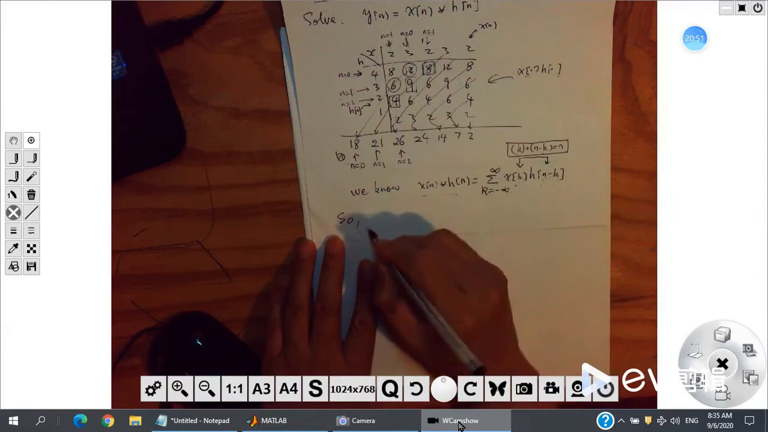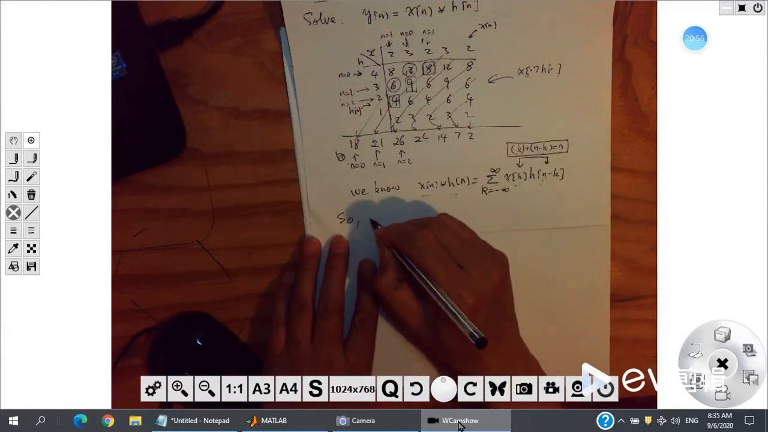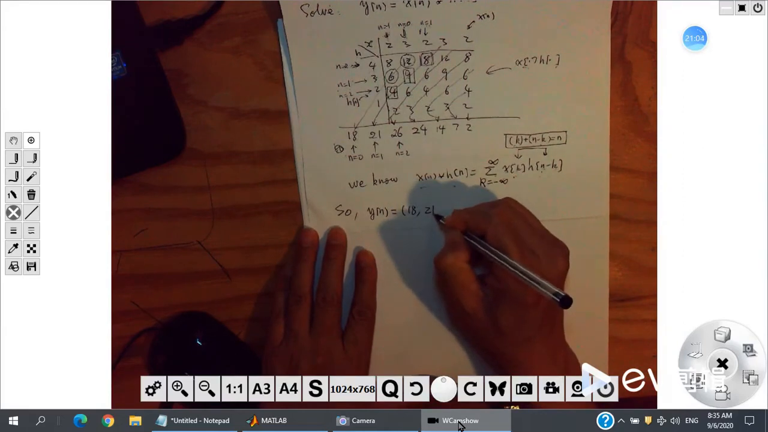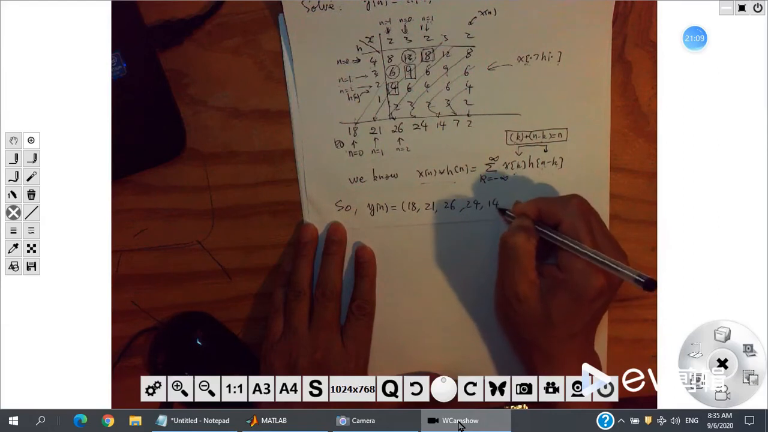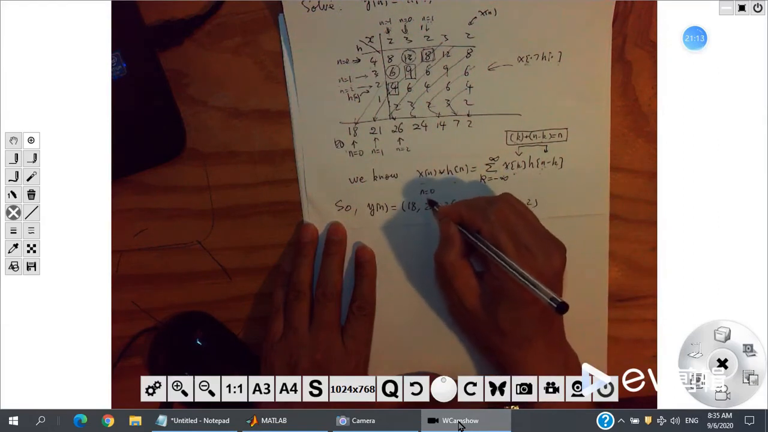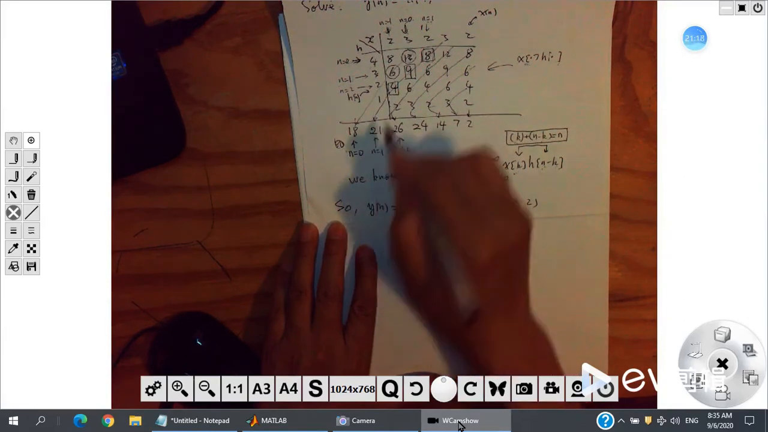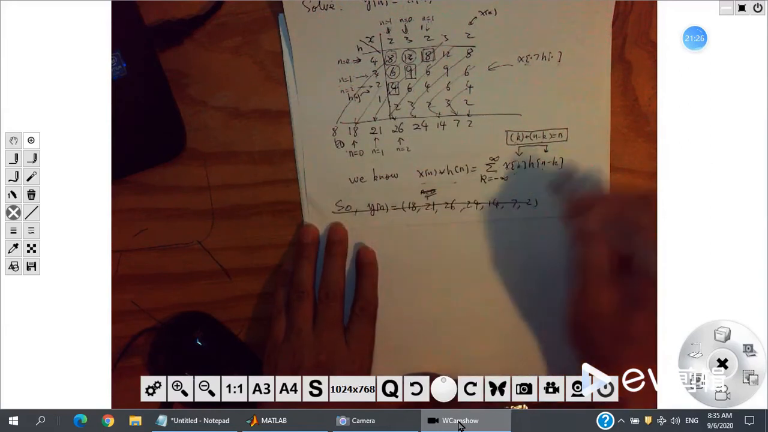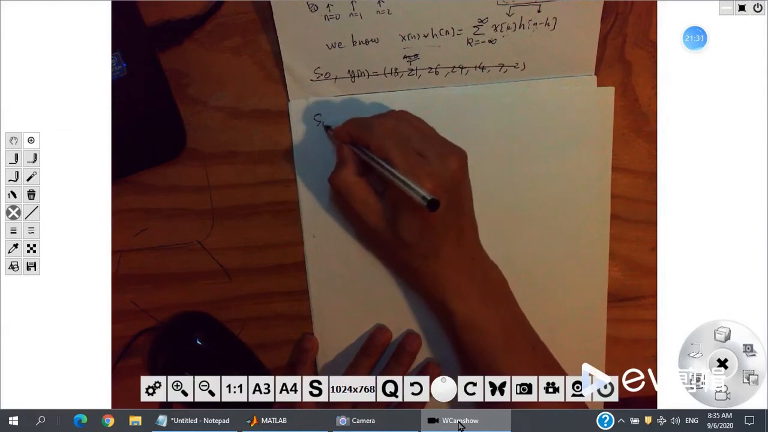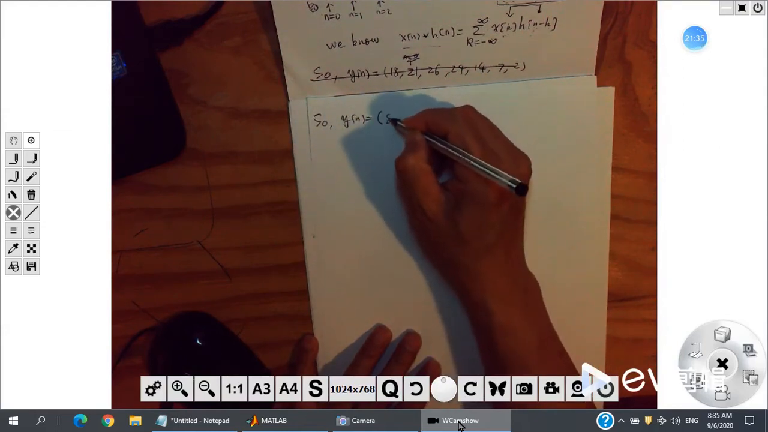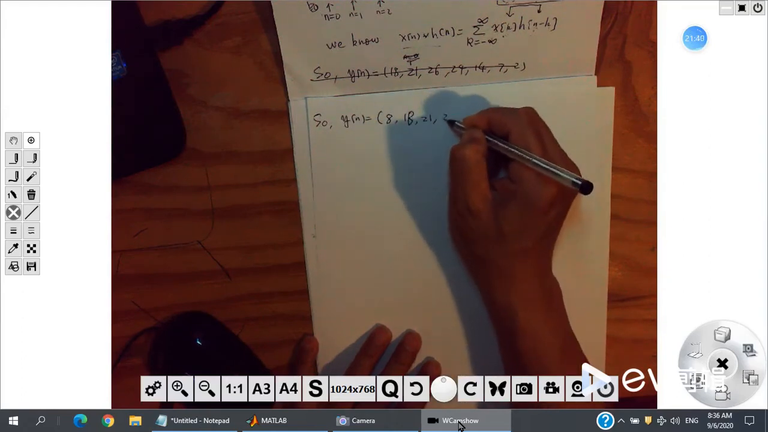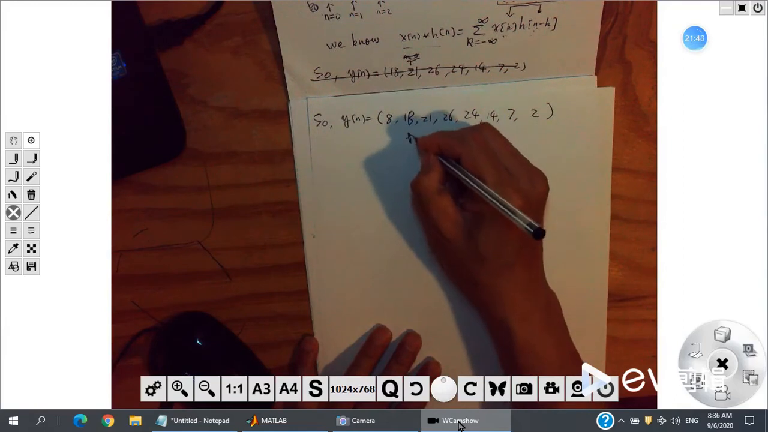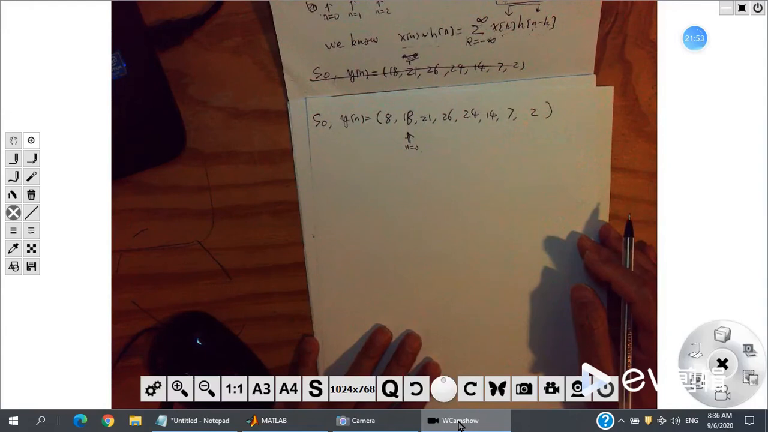So I will see this one, right? The y of n will be the convolution of x and h. Now the values are 18, 21, 26, 24, 14, 7, 2. And n equal to 0 is this 18. Oh, I have one more element here. I forgot this, just one term, 8. I need it here. Sorry, last one. So y of n equals first element 8, then 18, then 21, then 26, then 24, then 14, and 7, and 2. And n equal to 0 is this 18. Okay, so this is the output. You got it?